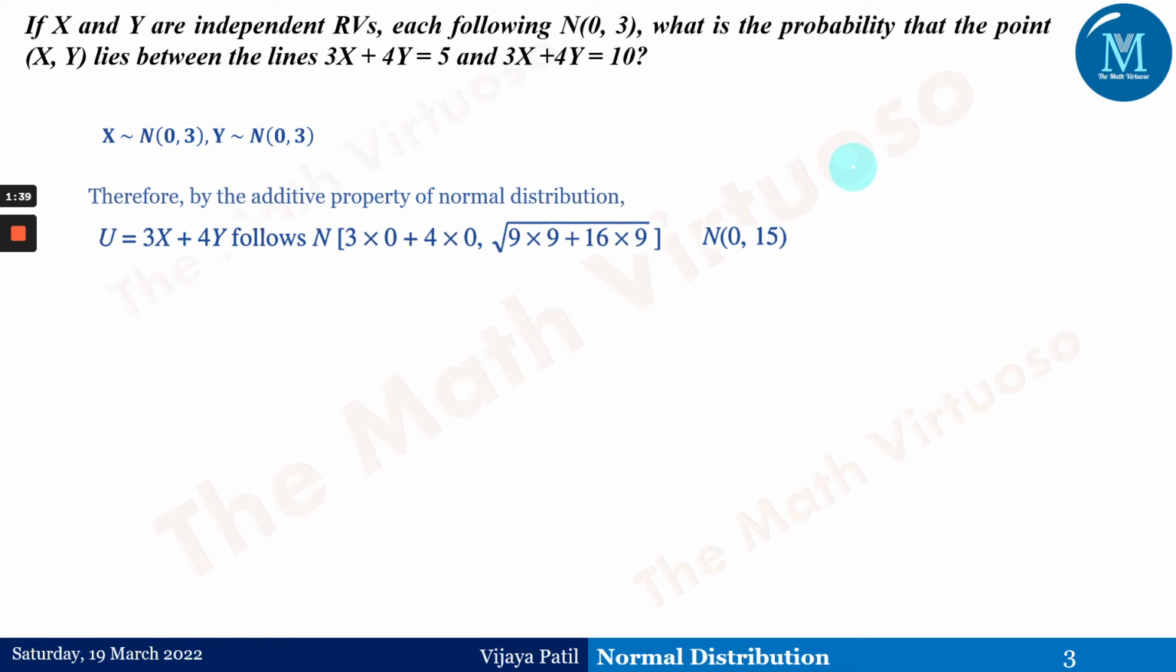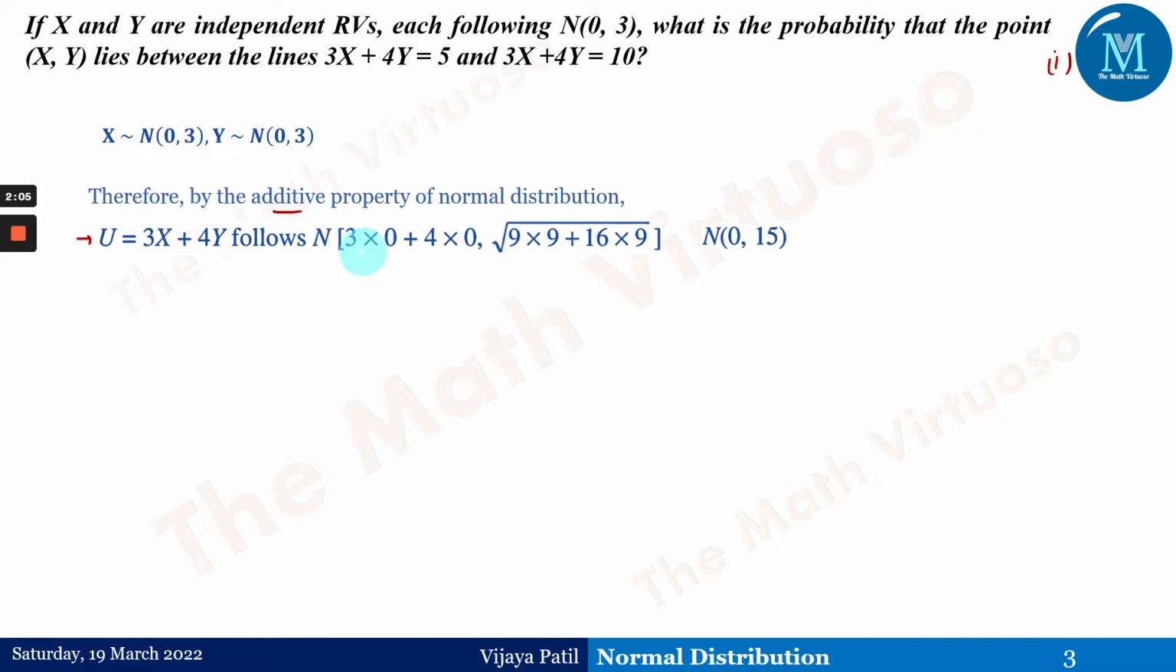Now again the same thing, because of the additive property of the normal distribution we have already seen. Please refer to the previous session with this I button, wherein we introduced in detail the normal distribution and different properties. Therein we have discussed the additive property also, and we will be using this additive property directly over here. Because we need 3x plus 4y, we are saying that u equals 3x plus 4y.